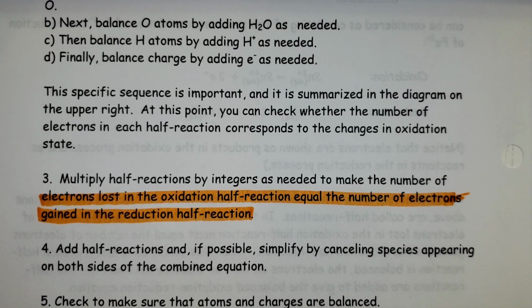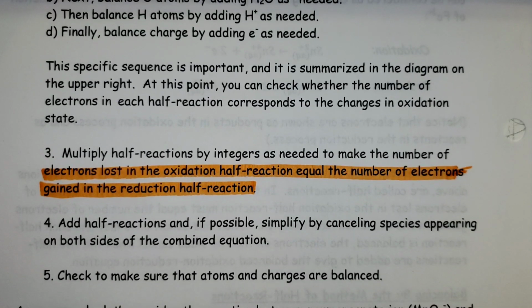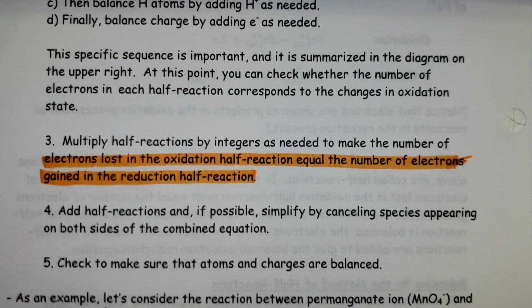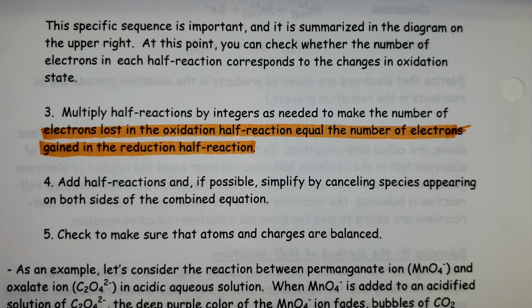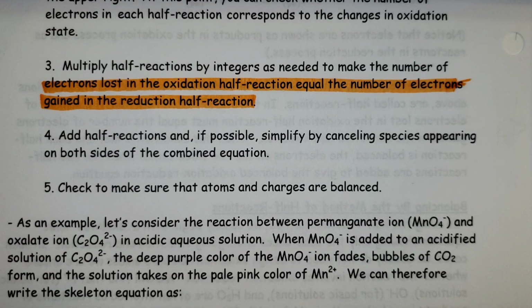Then add the half reactions. If we can cancel things out that appear on both sides of the equations, we can do that. And then check to make sure the atoms and charges are balanced. Okay? So it seems like quite a few steps, but as you'll see as we go through examples, it's not too bad.